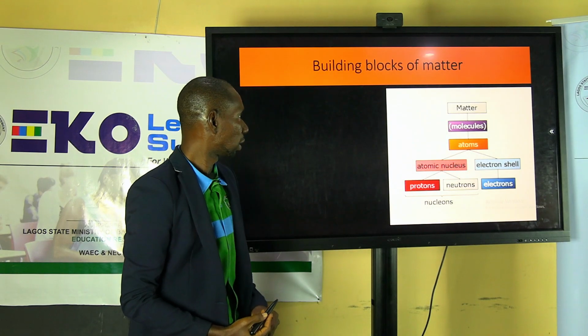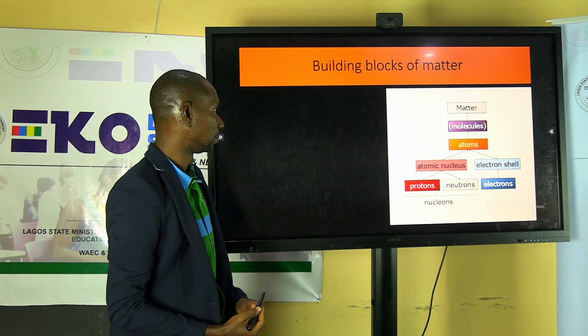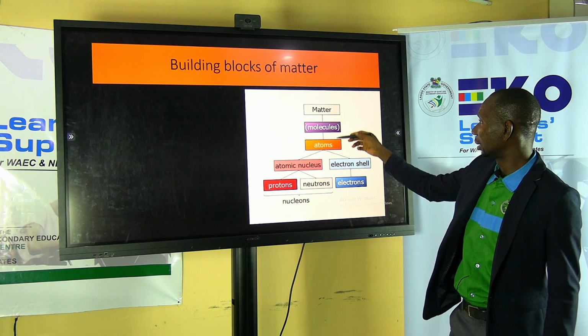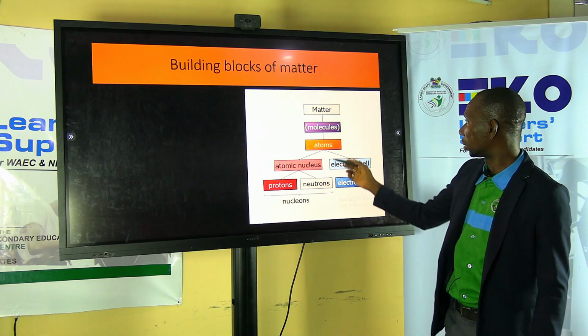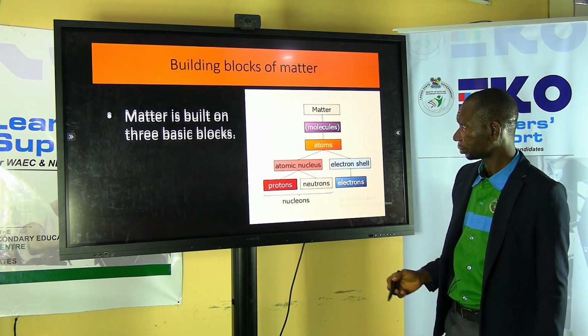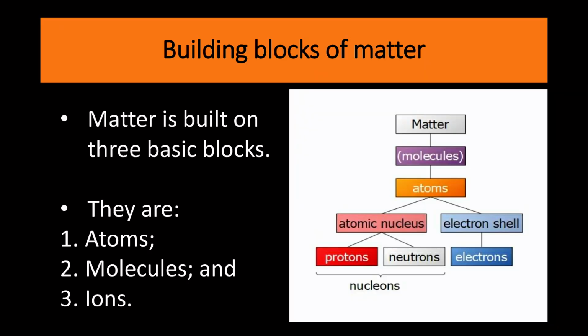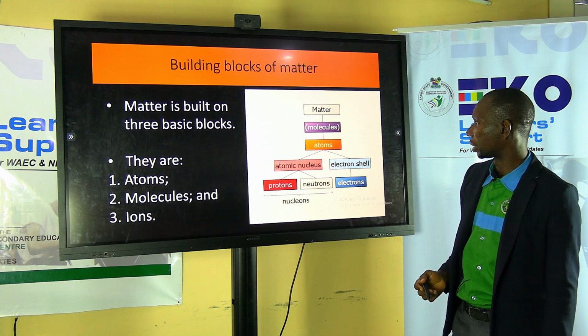Now, what are the building blocks of matter? If you look at the diagram here, it is explicitly stated that matter can be subdivided into molecules, atoms, and then the third one is ion. So you have atoms, you have molecules, and the last one, ions.